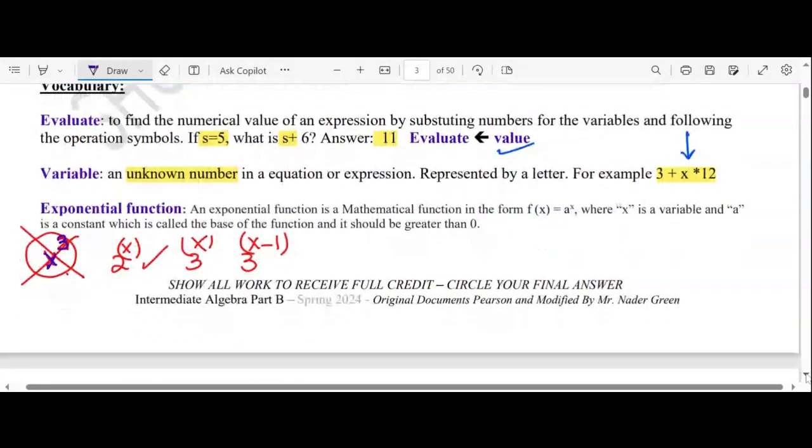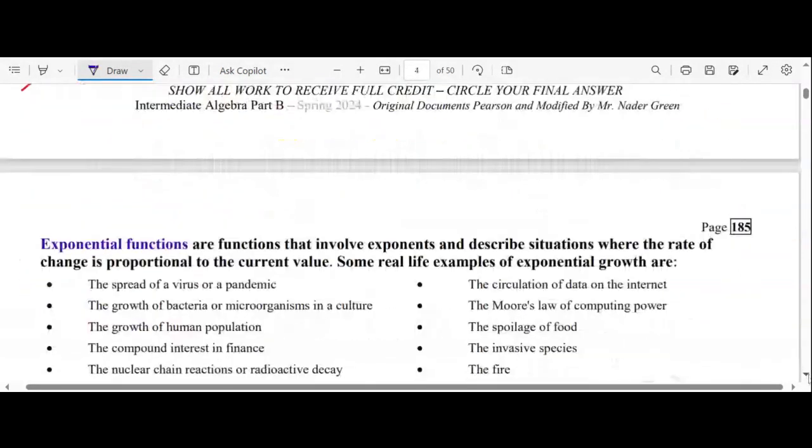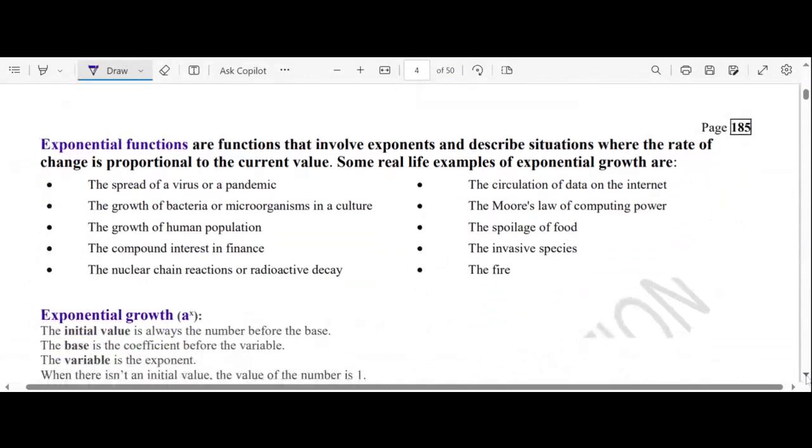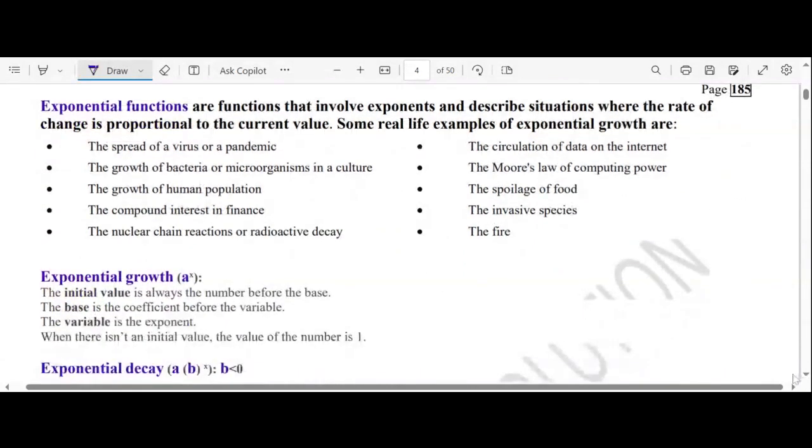All right, next one. It means when the exponent is unknown, when the exponent is a variable. Okay. Unknown, yes. Okay, when do we use exponential functions? The spread of a virus or pandemic, like corona.